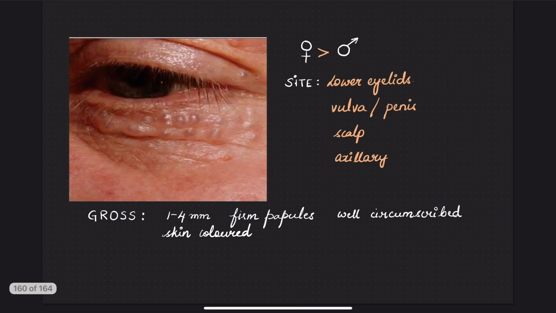Females are more commonly affected than males, and the most common location is the lower eyelids in elderly females, followed by vulva. Vulvar syringomas are more common after lower eyelids, then penis, followed by scalp, axillary, anterior trunk, neck, etc.